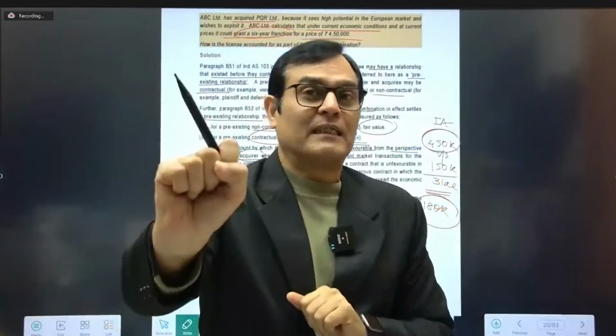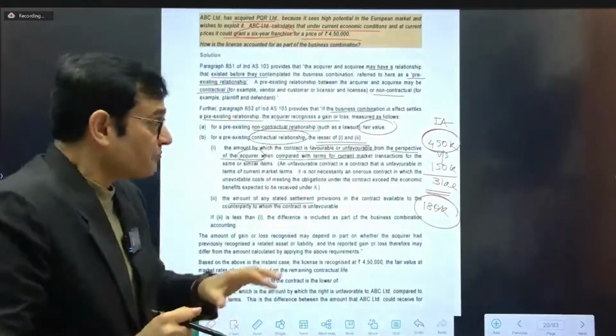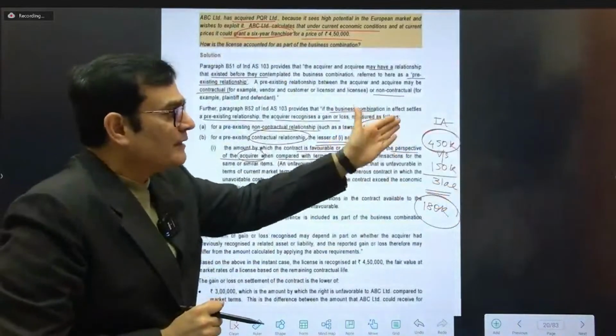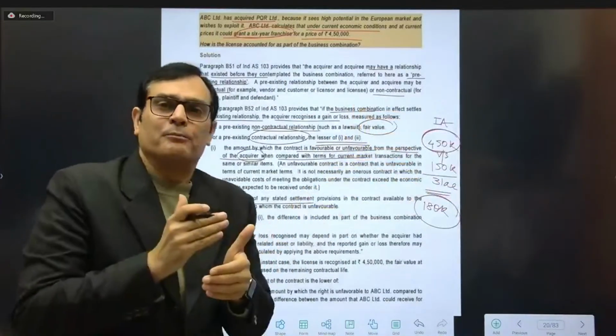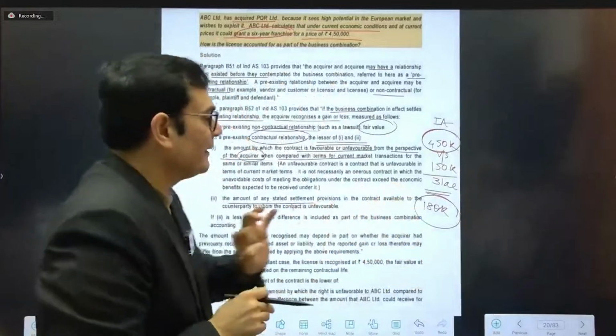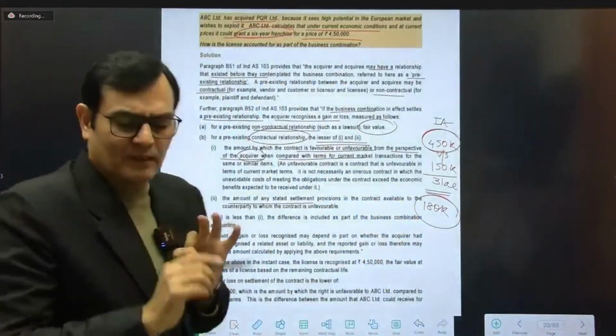So you just need to first understand what you need to do. You need to calculate the unfavorable situations, comparing the book value and the fair value, and also getting the compensation to pay to terminate. Get the lower of the two, that becomes a loss.